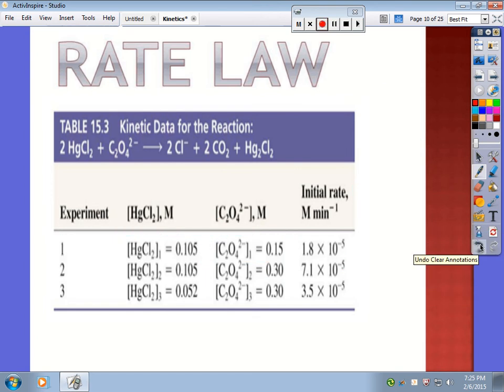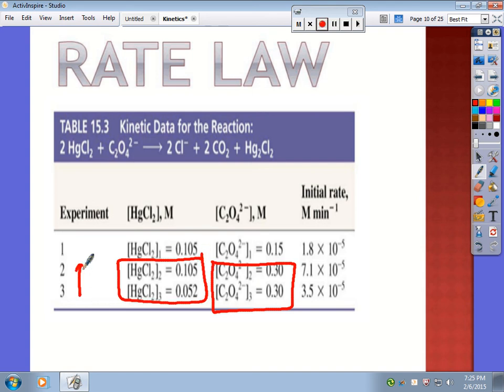Now, what's happening between experiment 2 and 3? Well, between 2 and 3, this is kept the same now, isn't it, at 0.30? What happens here? This is being doubled. 0.0052 is being increased by 2 to make 0.105. And this is being doubled. So when I keep this the same, and this doubles, the rate doubles. So that means I double this, and this doubled as well. So that means I raise this to the first power, which means this is first order.